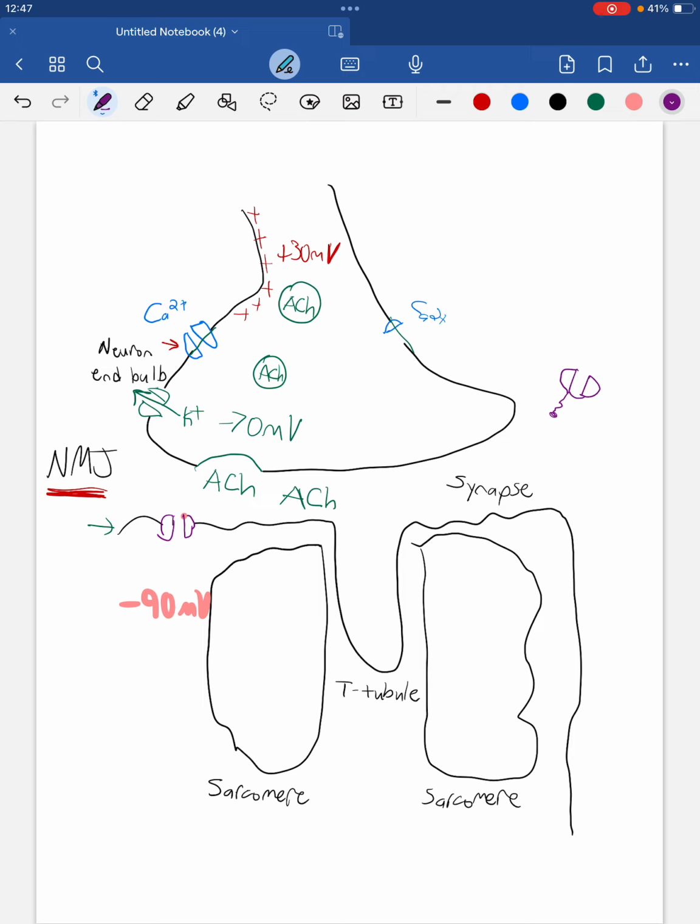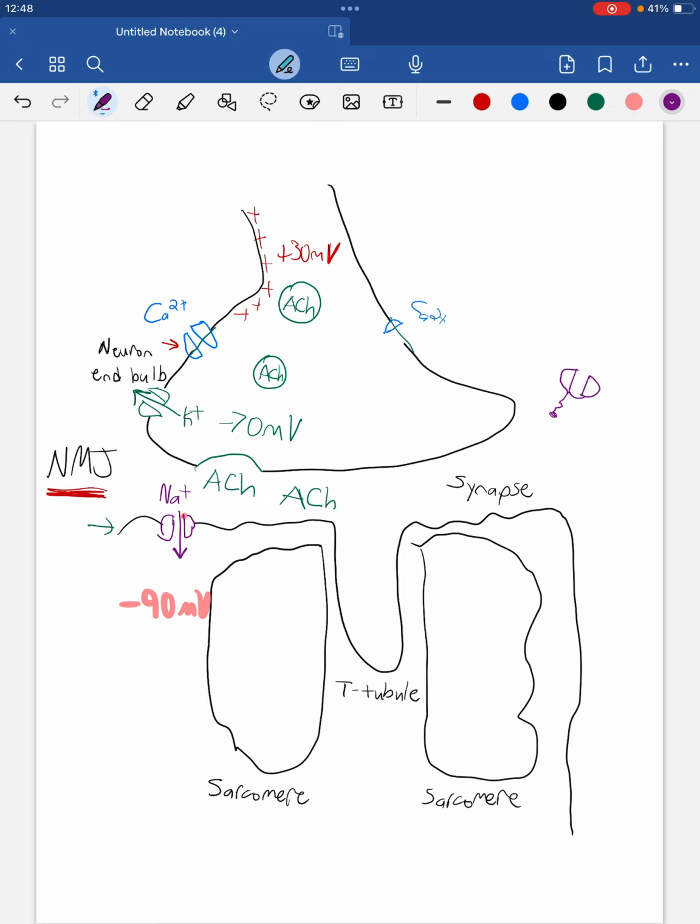So sodium is at a higher concentration outside of the cell. So now sodium can enter the cell. Now it can go into the muscle cell here. And potassium at the same time can move out. But there's more sodium moving in than potassium, so it's going to become less negative.